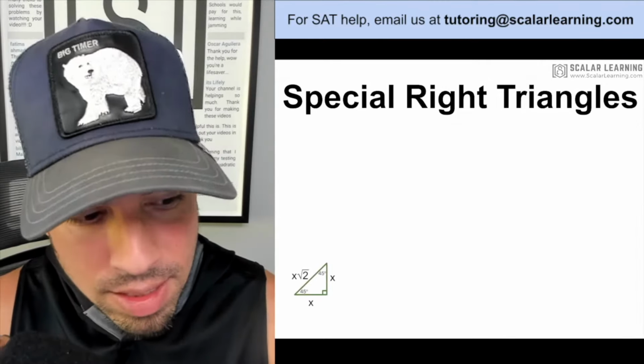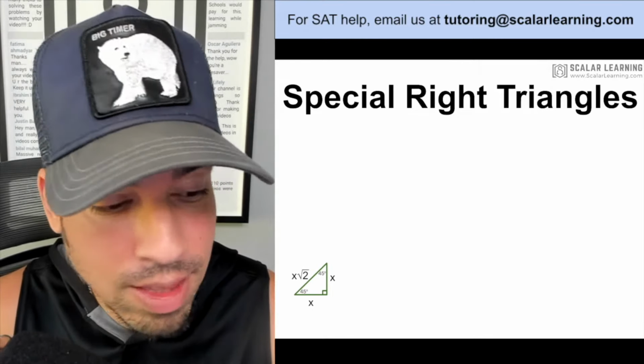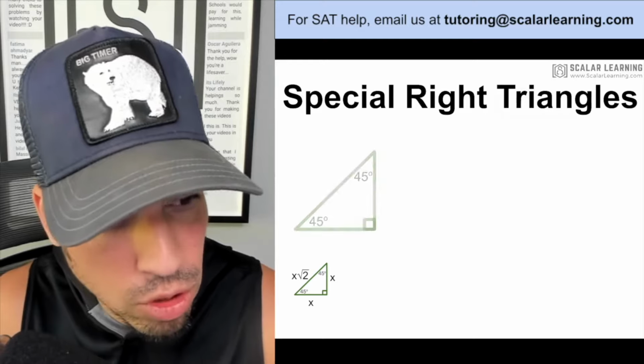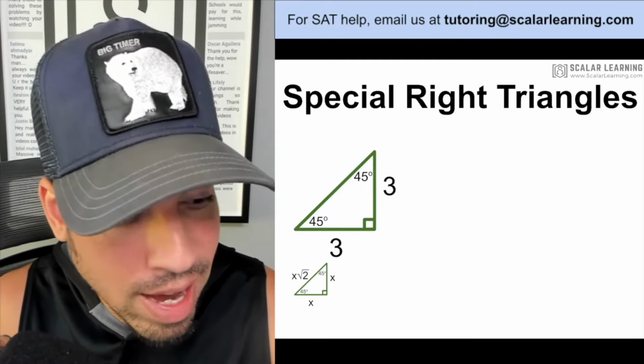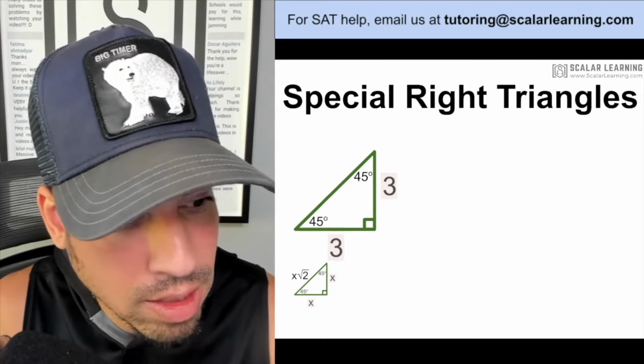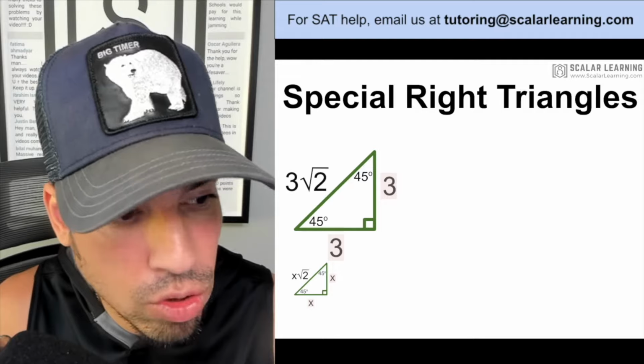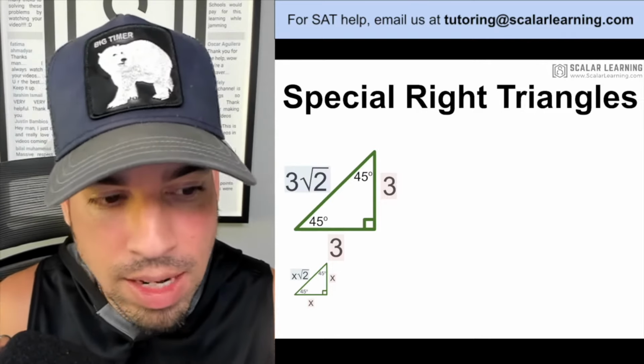So now we're going to take an example of a 45, 45, 90 and show you how you can find the missing side lengths when you have 1 or 2 or whatever. So here we have 3 as the legs. So you see 3 matches up with the legs, and therefore that hypotenuse is going to be 3 rad 2, and that matches up with that hypotenuse.